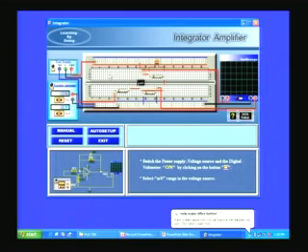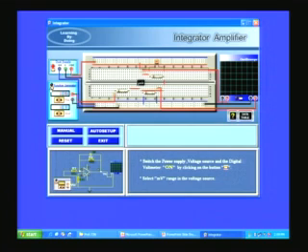Okay, now the circuit is completed. You can see the feedback resistor is 10k here, 10k here, and that is 100k. Now I will switch on the power supply, I switch on the function generator, and I switch on the oscilloscope.